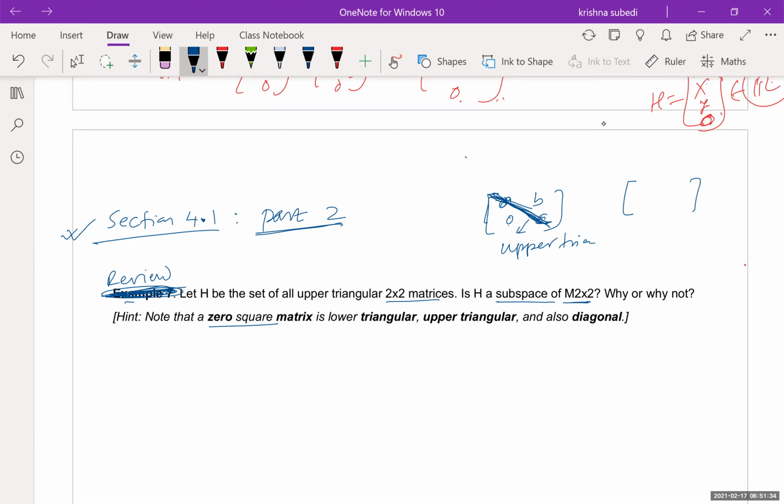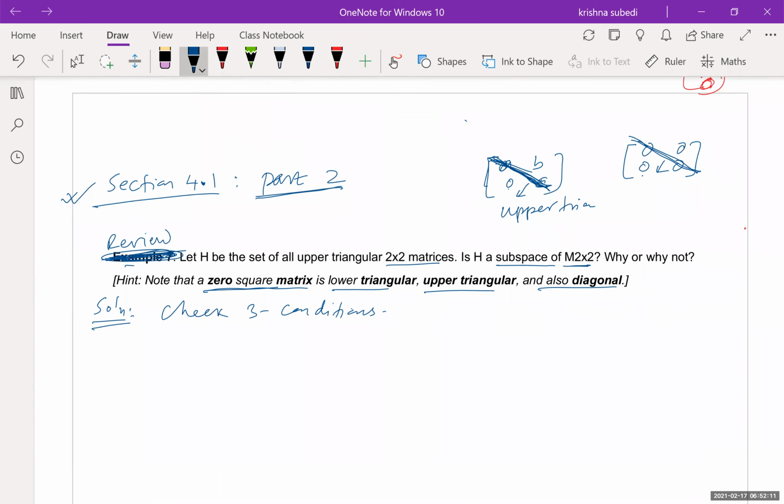And let's say we have 0, 0, 0, 0. Look at that: this is the diagonal, and below that diagonal is 0, so it is also upper triangular. Above, we don't care whatever is there. So keep in mind that the zero matrix is a lower triangular, upper triangular, as well as diagonal matrix. Now we need to test those 3 conditions. You can do it by yourself. I'm going to do it here, but you try it on your own.